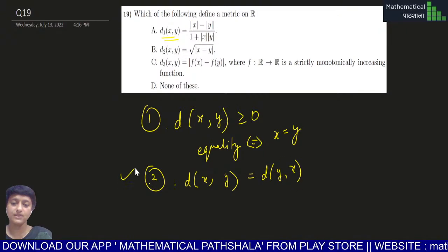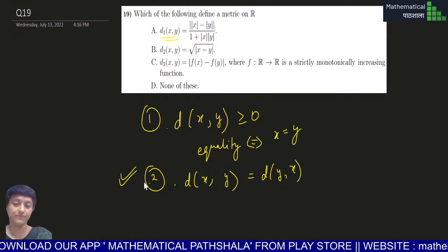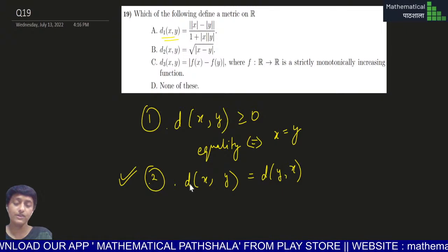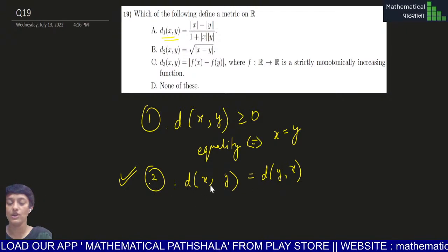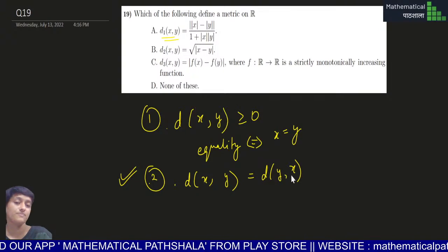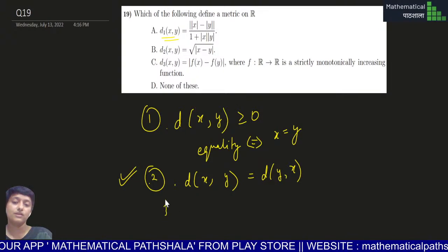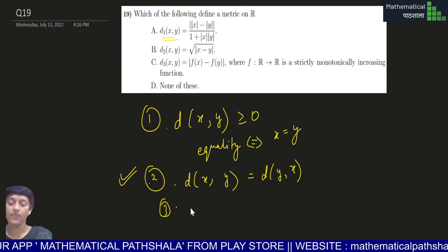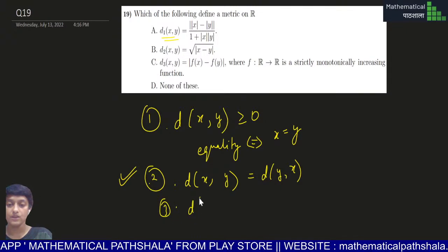This property, number second, is called symmetricity. It's that metric d must be symmetric: d of x, y, the distance between x and y, should be equal to the distance between y and x. Alright? Third thing is the triangle inequality.